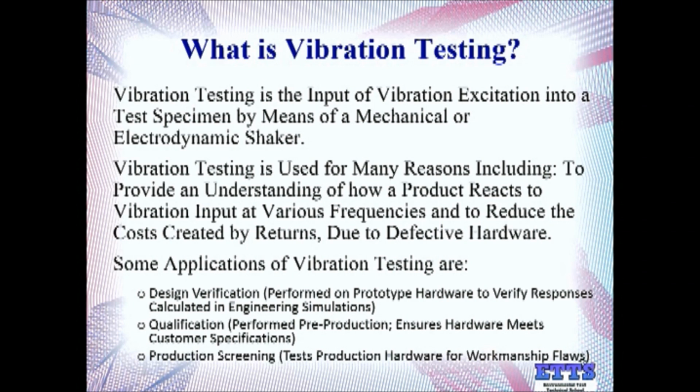Production screening testing is also another type of vibration testing. It tests production hardware for workmanship flaws or defects. This is critical in your production process to make sure that your customer is not given a defective piece of hardware. This, of course, will save you money in having to get returns and give the customer replacements, and will also protect your reputation. Production screening is critical for any type of production environment. It will save your company a lot of money in the long run.